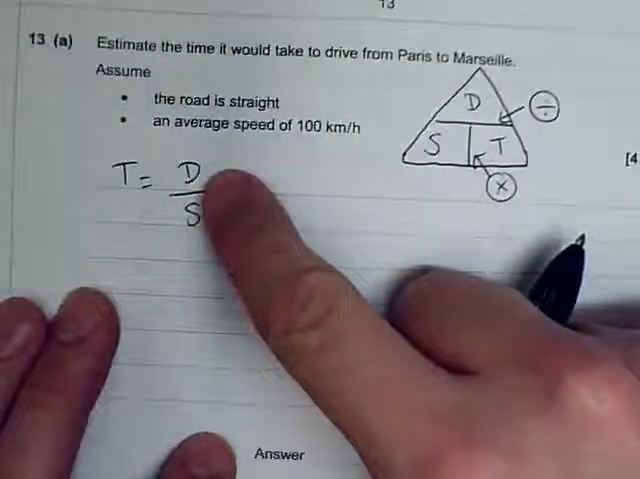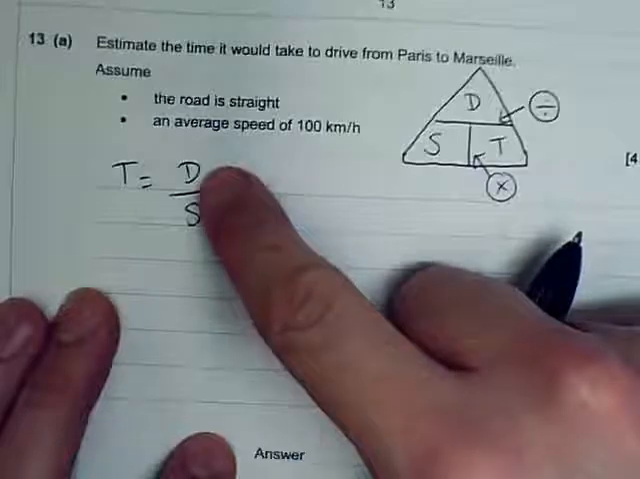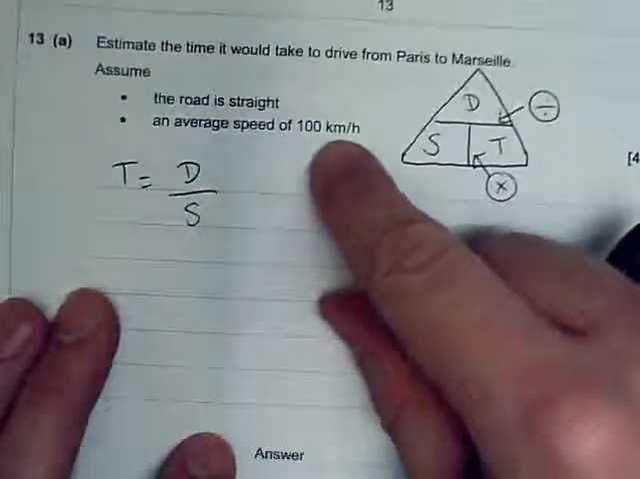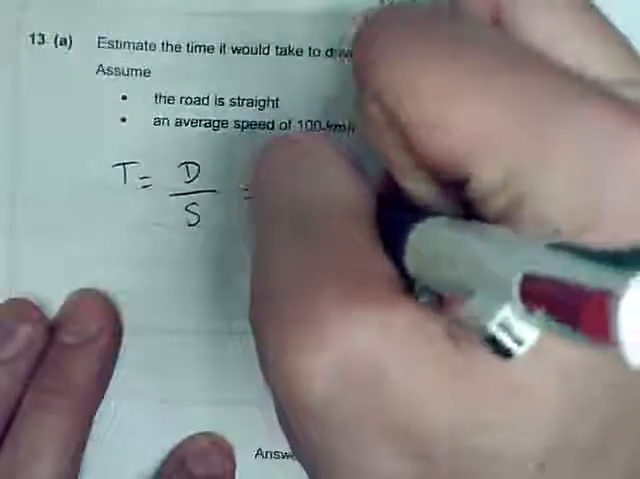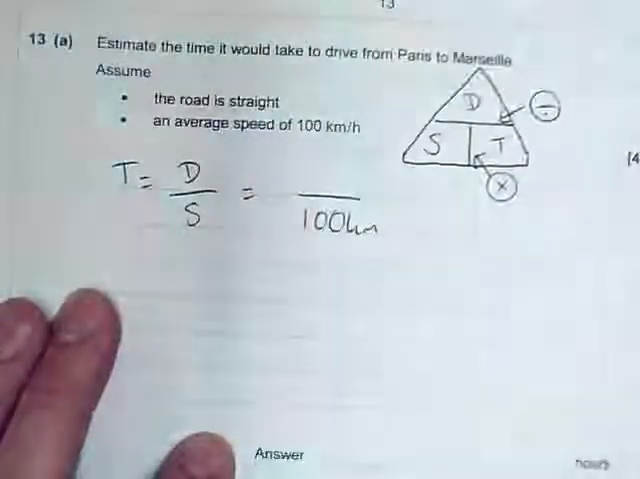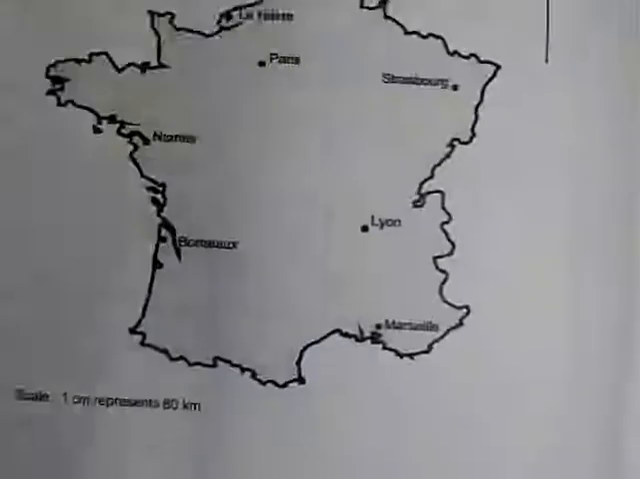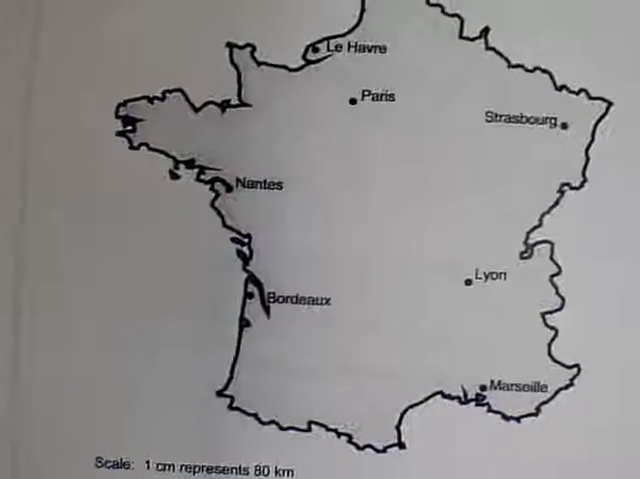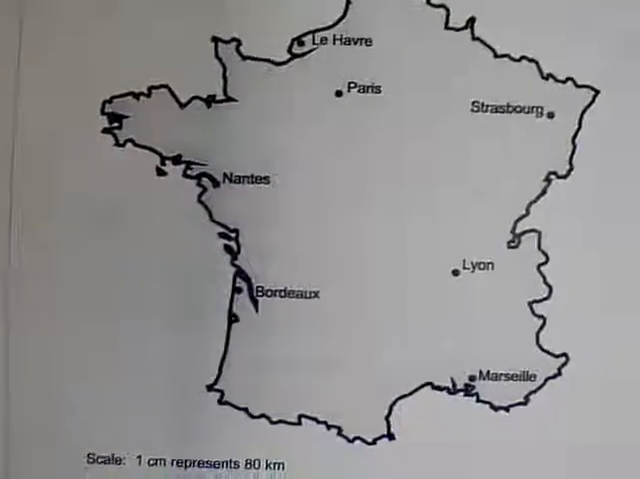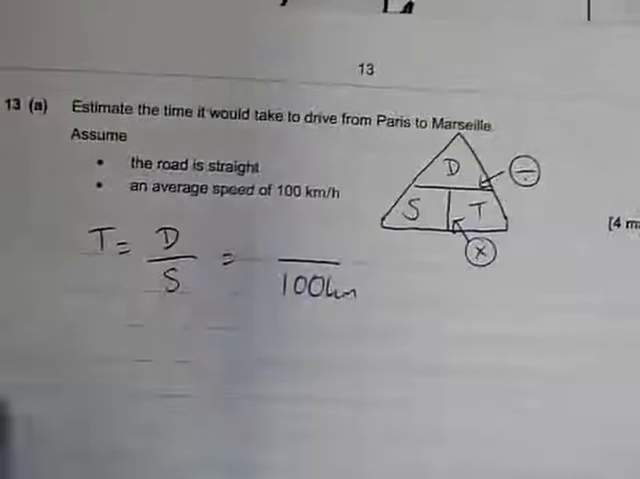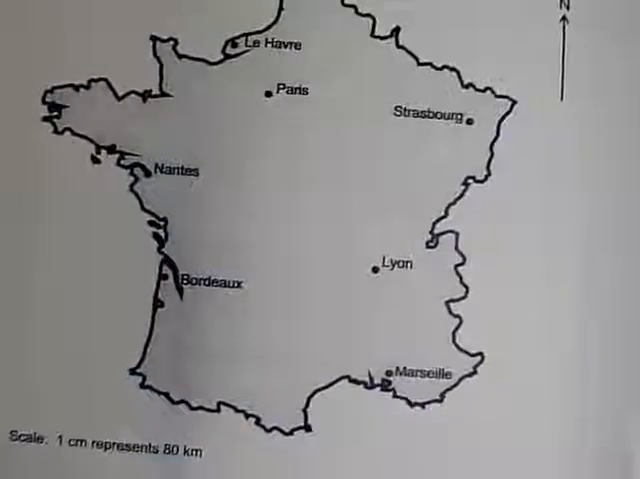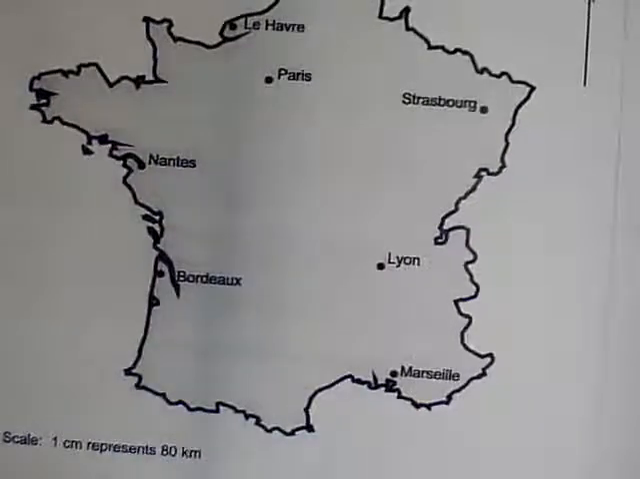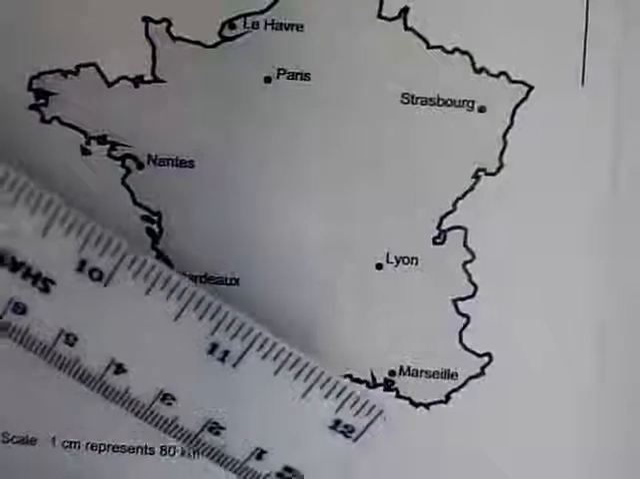So this is my first problem. I don't know my distance. I do know the speed is 100 kilometres per hour. So it's the distance part I need to work out. So looking back at my map, we need to work out the distance from Paris to Marseille. Now it does actually say in the question, assume that the road is straight. So with my ruler, I'm going to draw a straight line between Paris and Marseille. And I need to measure the distance.